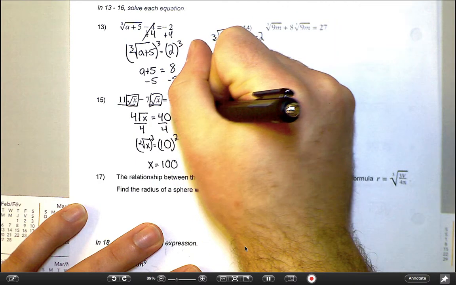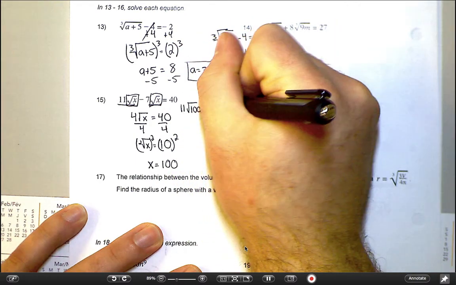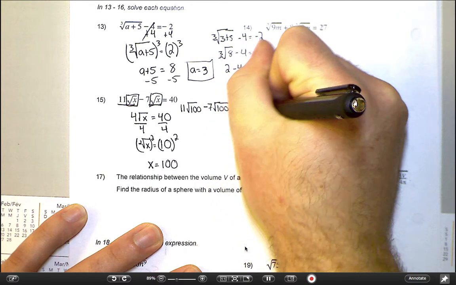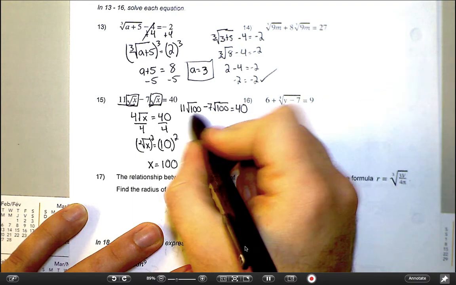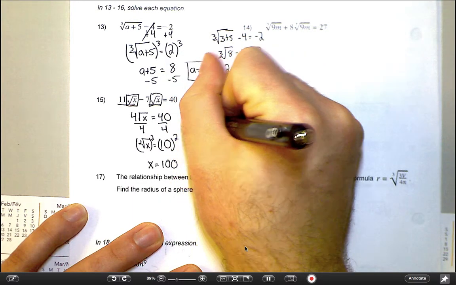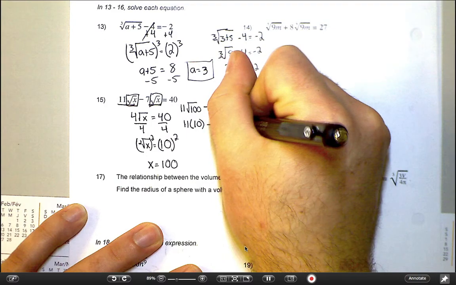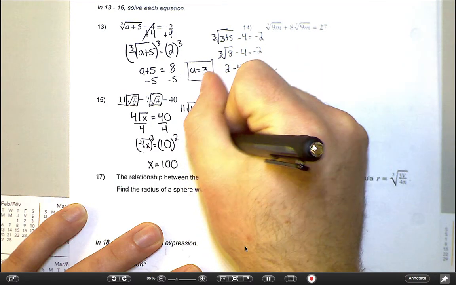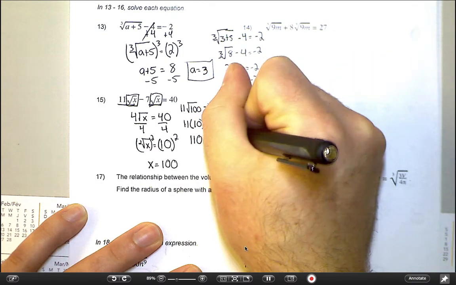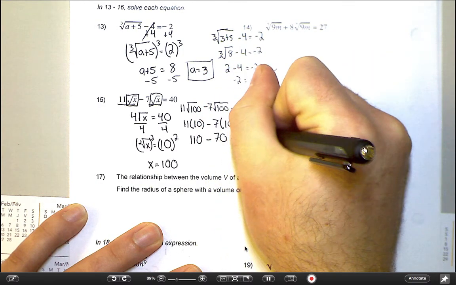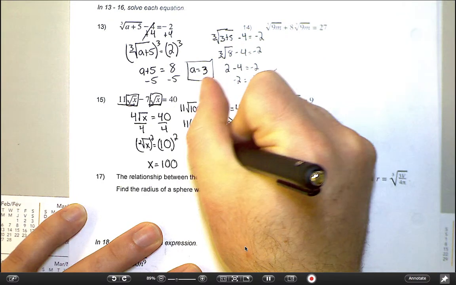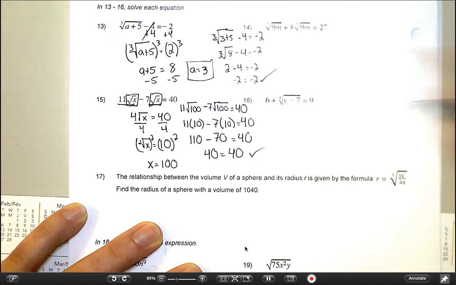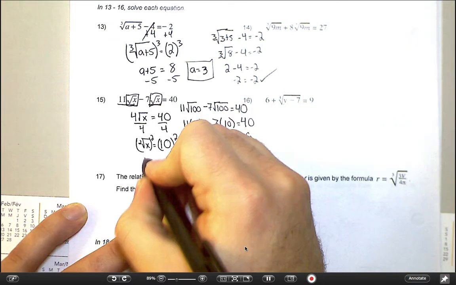We have 11 times the square root of 100 minus 7 times the square root of 100, and we want to know, does that in fact equal 40? Let's go ahead and check it. Square root of 100 is 10, so this is 11 times 10 minus 7 times that same 10, which is equal to 40. 11 times 10 is 110 minus 7 times 10 is 70 is equal to 40. 110 minus 70 is going to be 40, which is equal to the 40 that we have. Everything checks out, and 100 is our answer.